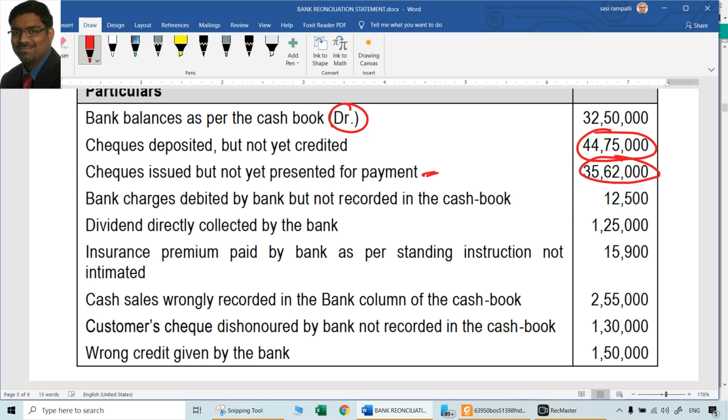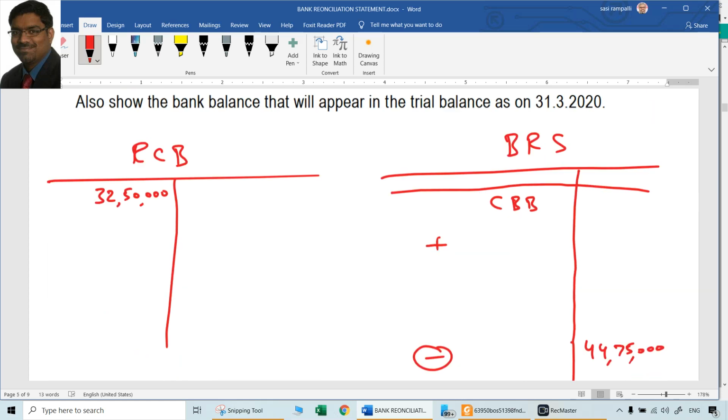Again, there is no problem here. It is a reconciliation item. We issued means cash book would have been credited with this amount. You would have recorded that. Bank would not have recorded that because people have not presented the checks yet. So because of that, cash book balance would have been lower already. If it is already lower, what should we do? Add, because the starting point is cash book. So 35 lakhs 62,000.